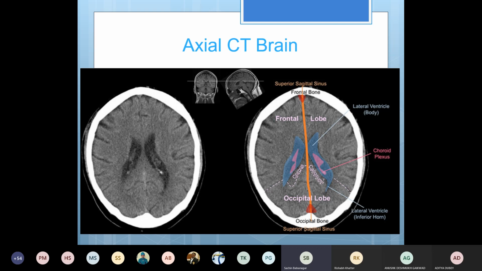As we go further down, caudally, you see the lateral ventricle's body more clearly, and the slightly brighter structure inside is the choroid plexus of the lateral ventricles. These folds of cerebral parenchyma are called the gyri, and the spaces between them are called the sulci. So this is the frontal lobe, and you can see the superior sagittal sinus on either side.